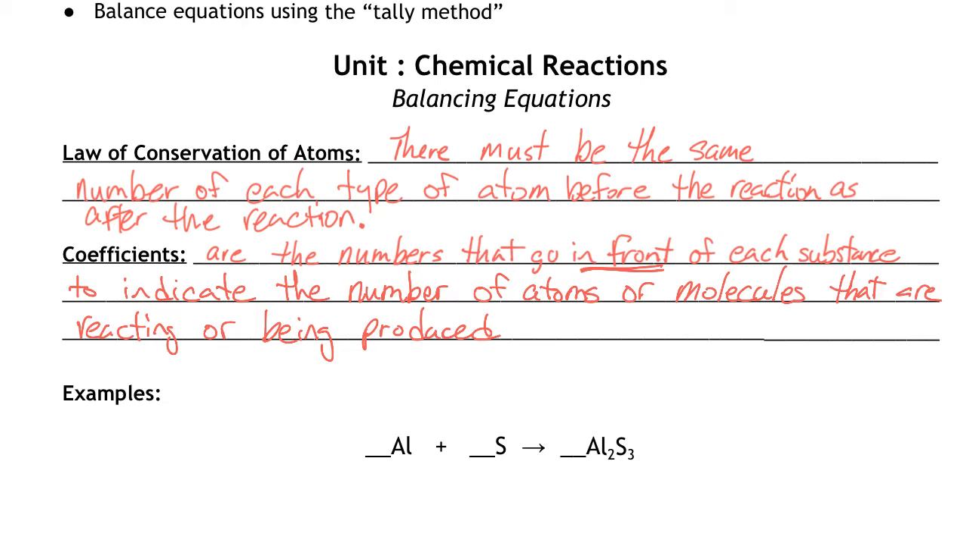Let's take a look at an example of a reaction. The first thing I want you to do is to label the different parts of the reaction. Everything in front, to the left of the arrow, these are going to be called reactants.